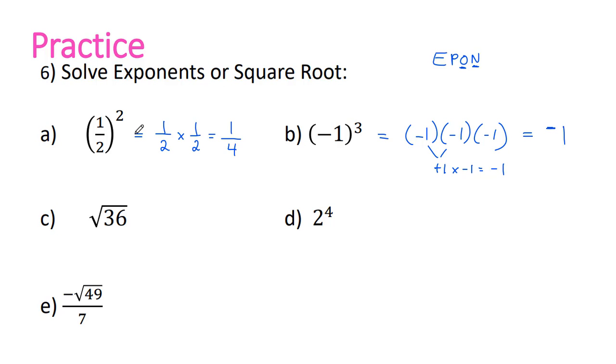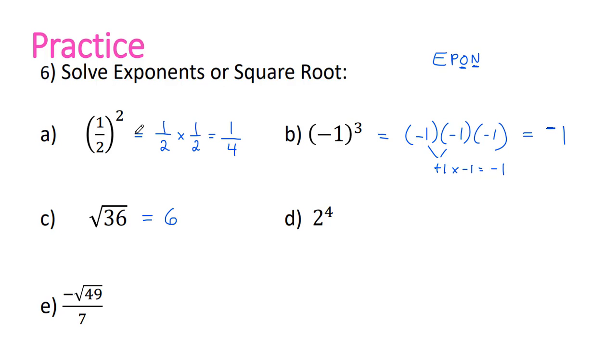For C, we have the square root of 36. So we ask ourselves, what times itself makes 36? And we know that 6 times 6 makes 36. So the square root of 36 is 6.